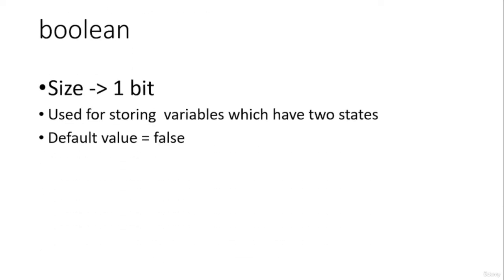Next type of data type is Boolean. Boolean means either true or false. It can only have one size, 0 or 1, or 1 bit, and it is used only for Boolean conditions such as flags, variable flags, everything we can store using Boolean.